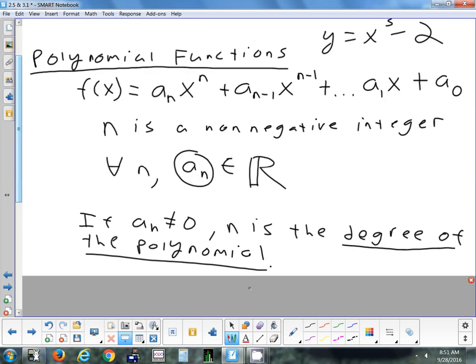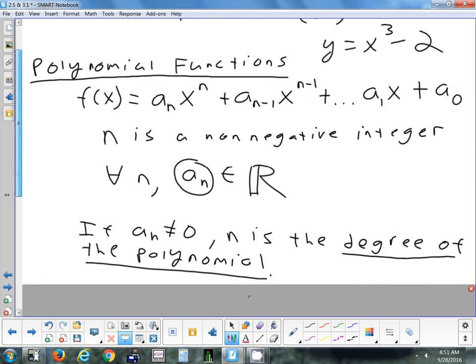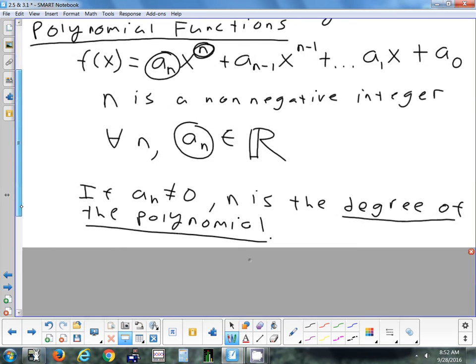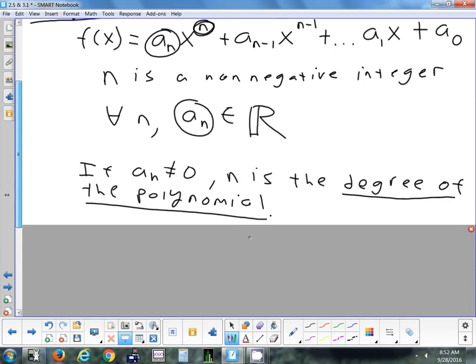Okay? And as long as your first coefficient is not 0, okay, this is called the degree of the polynomial. Okay? Because we always write it with the highest exponent first and then going down. That's descending. And as long as you don't make this a 0, that n right there is the degree. Okay? And the degree tells you a lot of different things. How many turns it can take, which is related to how many times it crosses the x-axis.